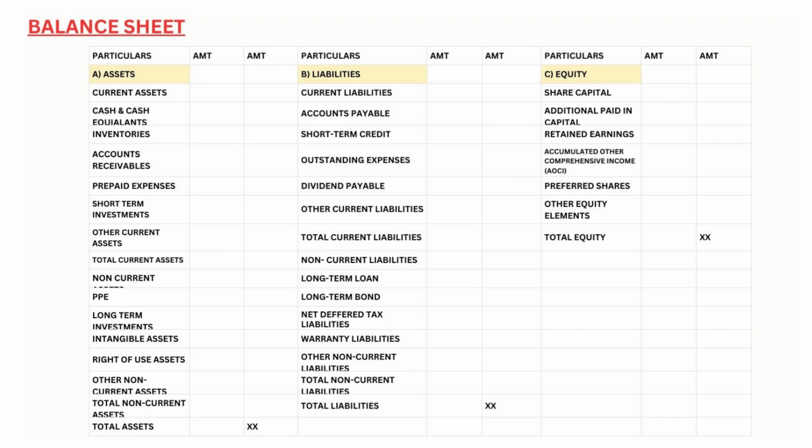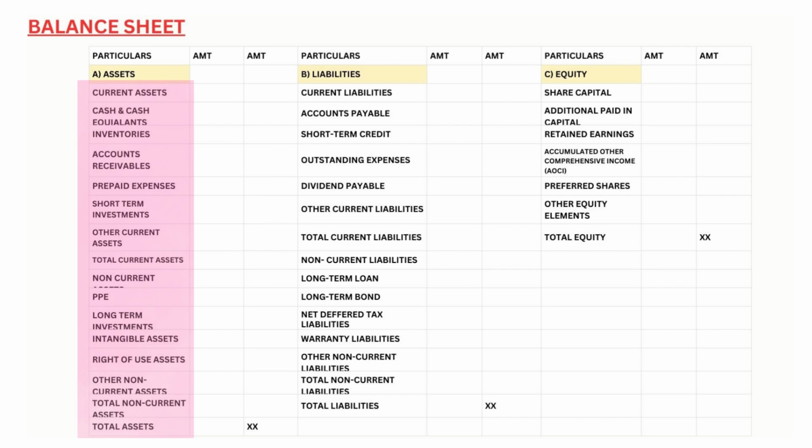Let us begin with the assets section. Assets are divided into two categories: current assets and non-current assets. Current assets are those which are expected to be used up, sold, or converted into cash within 1 year. Examples include cash and cash equivalents, inventories, accounts receivables, prepaid expenses, short-term investments, and other current assets. When we add them together, we get total current assets.